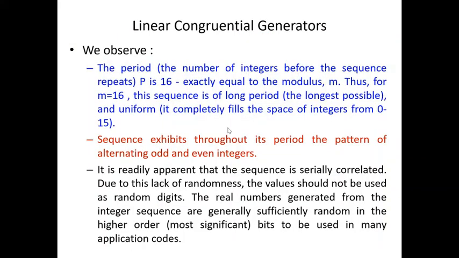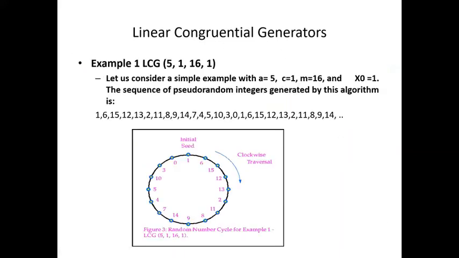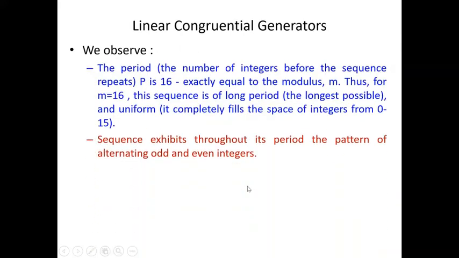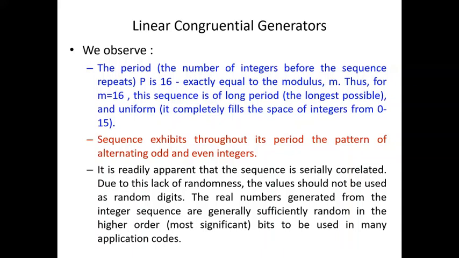Okay. Here, the sequence will exhibit uniform distribution of even and odd numbers. You can see in this pattern here. You see, if 1 is an odd number, the next is even, again odd, even, 15, 12, odd, even. So it's giving a uniform distribution of odd and even numbers alternatively. It's also apparent that it is serially correlated.